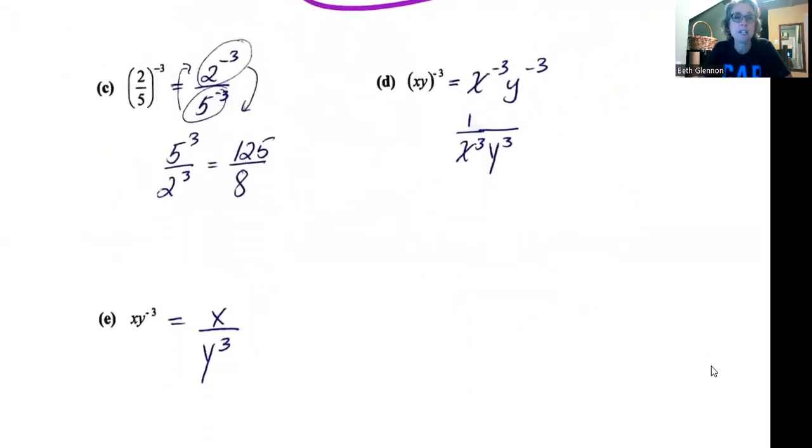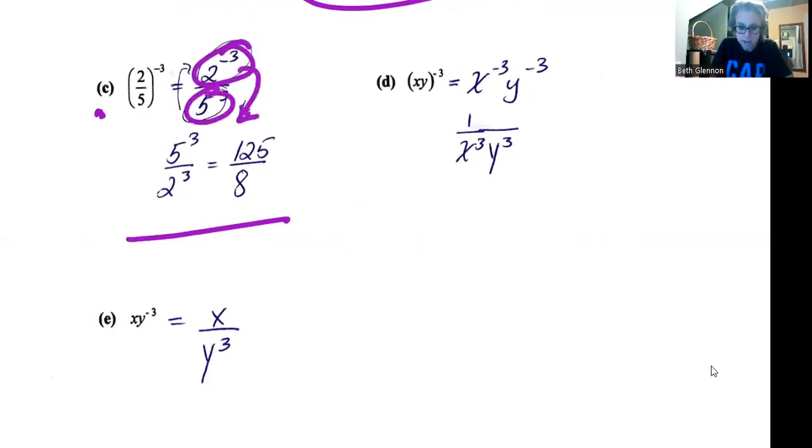I did a couple of these. I'm going to just show you real quick. In part C, where I have the negative exponent, everything in the numerator is going to drop to the denominator. Everything in the denominator moves to the numerator. So here I've got 5 to the third over 2 to the third. You notice here how we did the switcheroo. Numerator becomes the denominator, denominator becomes the numerator, and it all moves. Okay, be sure to also simplify it.